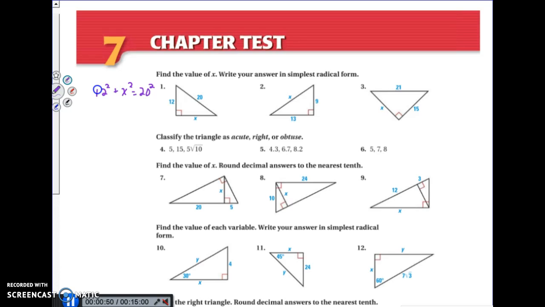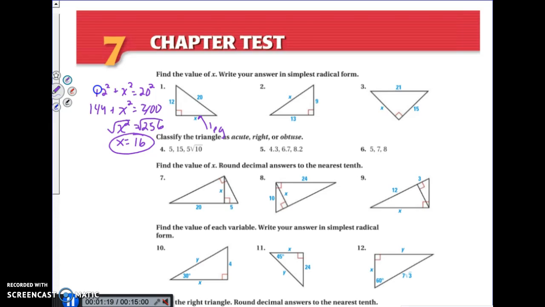And you do all the famous work to solve for x, which would be 144 plus x squared equals 400. X squared equals 256, and then I square root both, and x equals 16. Don't forget that x is a leg and not the hypotenuse on this one. The hypotenuse is 20 because it's across from the right angle.